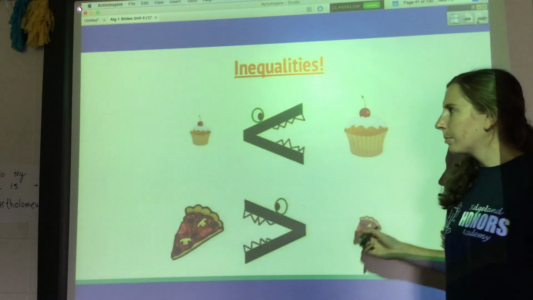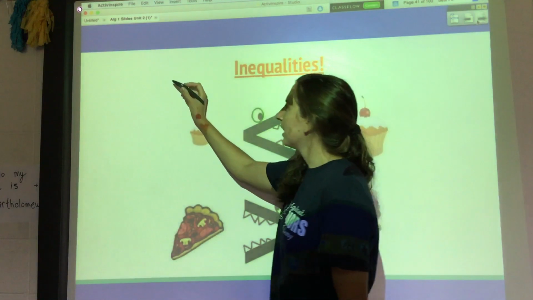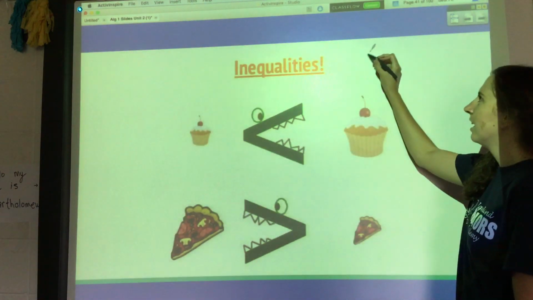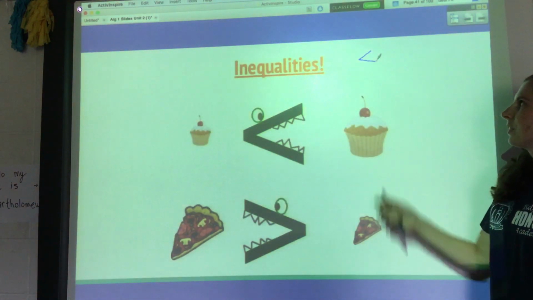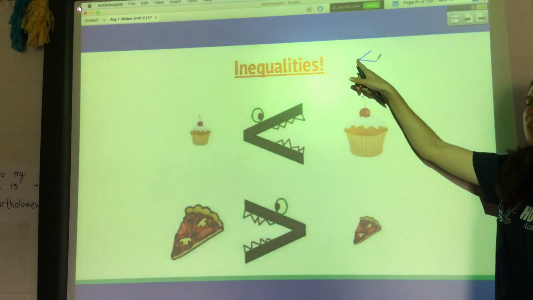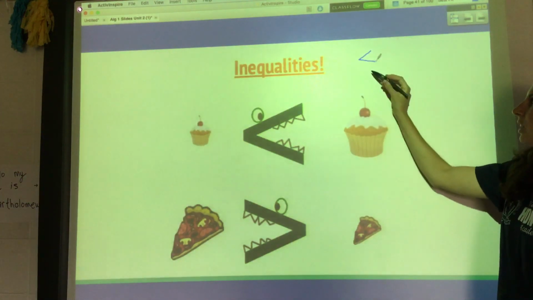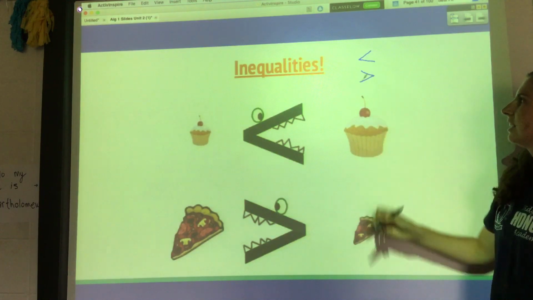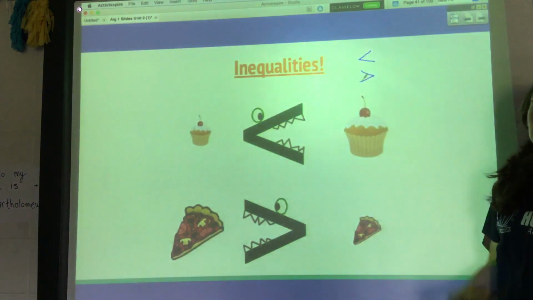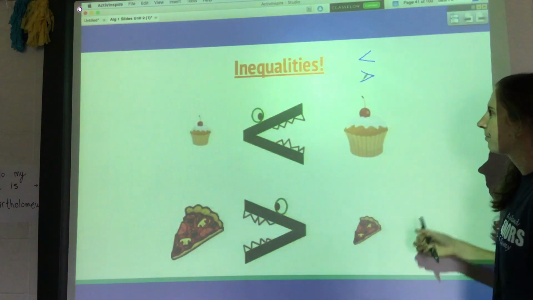Also for you music people, if you see a symbol that looks like this, it's like a crescendo. It's going from softer music to louder music. Whereas if you have this, it would be like louder to softer music. So same idea.